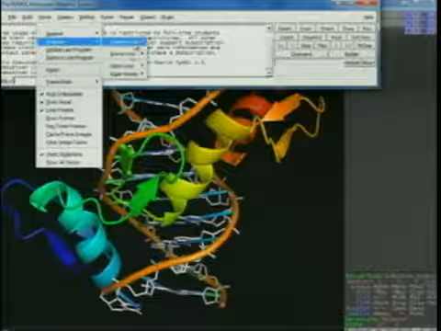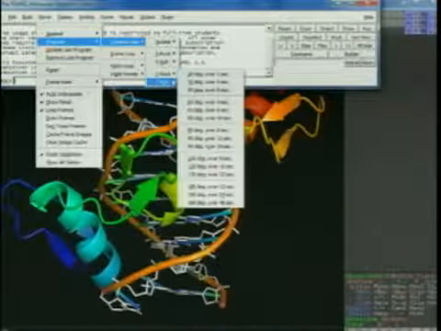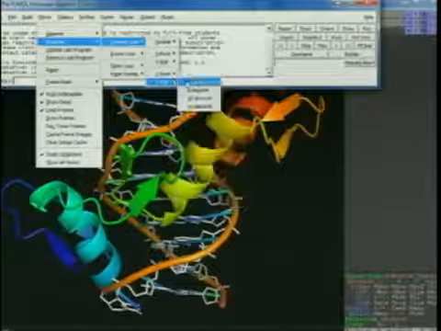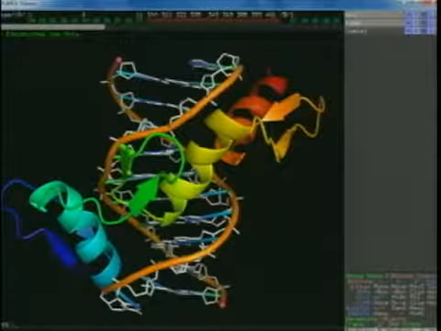Movie, program, camera, loop. Roll. How about 8 seconds? Go ahead.